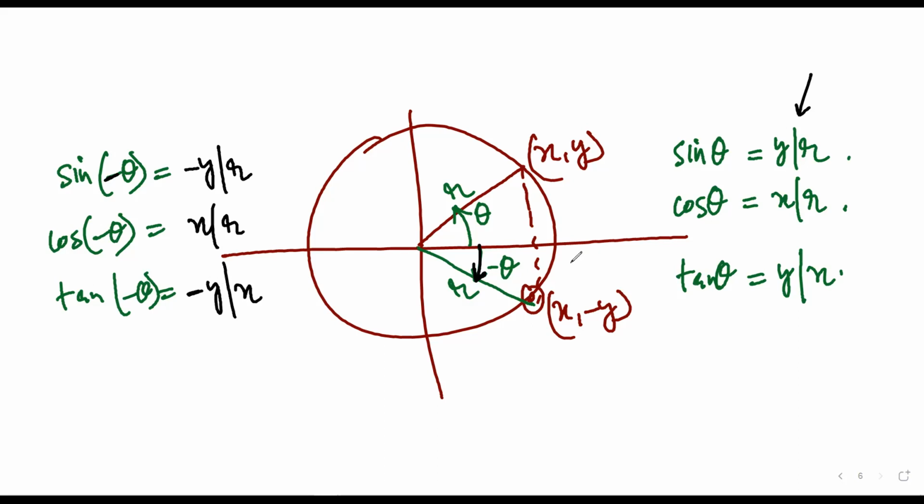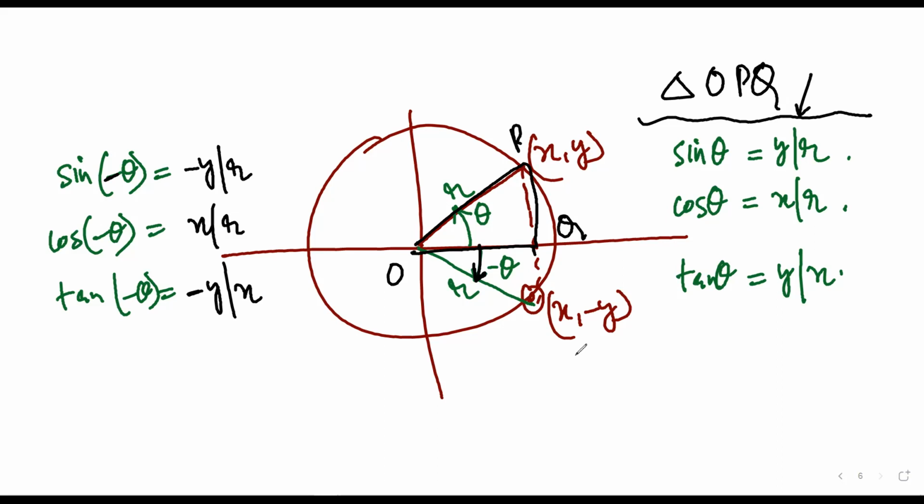Any doubt? See here, for defining this, I am using this triangle. Let me say this is triangle OPQ. And for defining the negative angles, I am using triangle OQP dash. So here everything is positive.